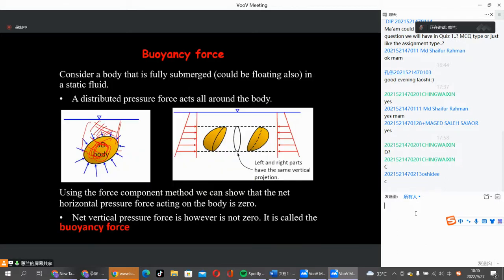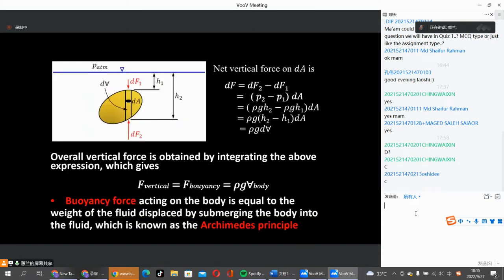Or we don't use the concept of pressure volume. We can do it this way. We choose an element area. For this element area, we have the force by the upper fluid and the force by the lower fluid. And then we can calculate the force on this element. The differential element will be dF equal to dF2 minus dF1.